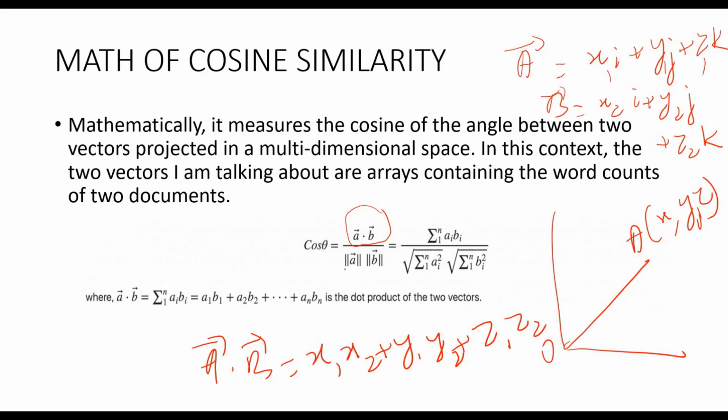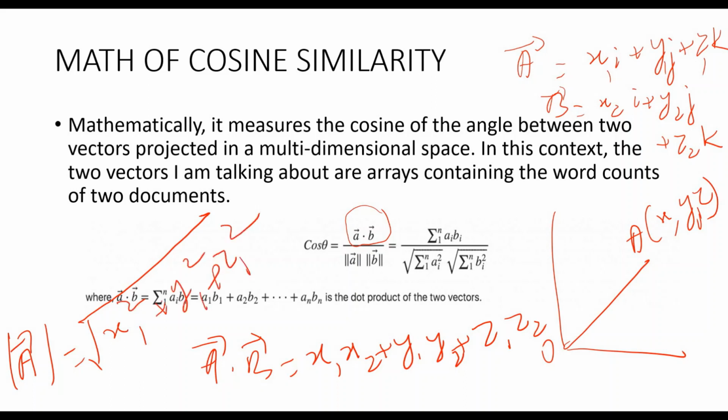So that value you can substitute. What is the modulus of A? The modulus of a vector is the root of x1 square plus y1 square plus z1 square. In the same way, the modulus of vector B is the root of x2 square plus y2 square plus z2 square. Generalizing this, we can write it in this form: sigma from 1 to n of ai bi, divided by the root of sigma of ai square times the root of sigma of bi square.